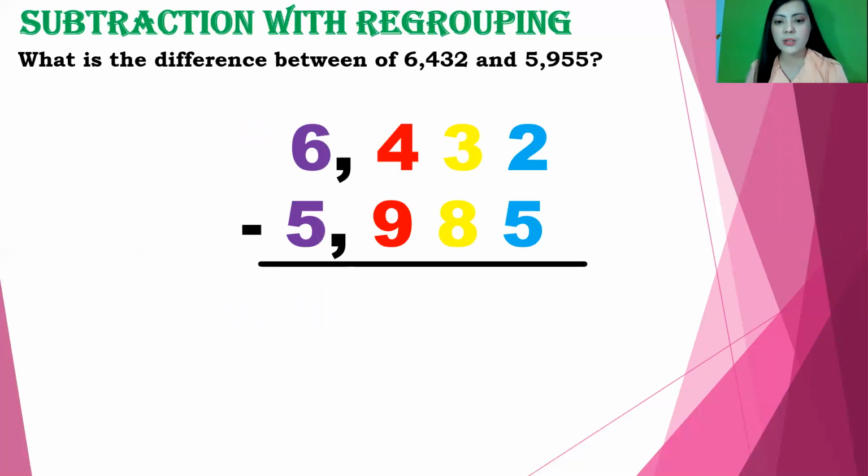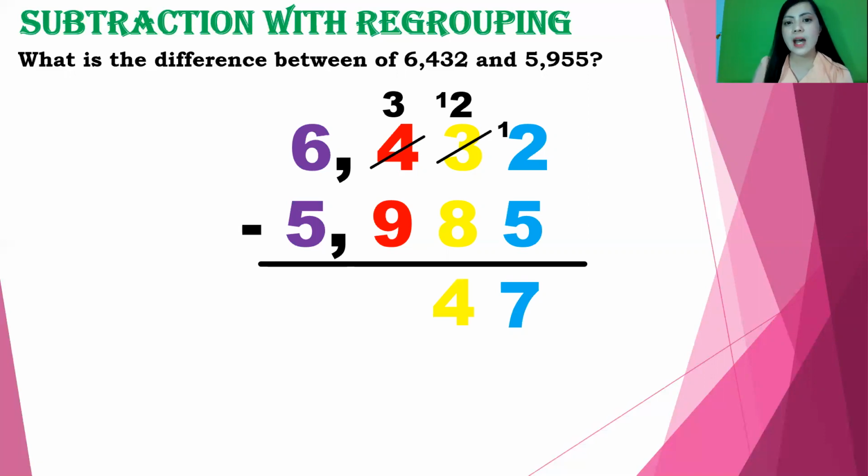All right, so what is the difference between 6,432 minus 5,985? 2 minus 5 cannot be, so borrow 1 from the 3. 3 becomes 2, so 12 minus 5 is 7. 2 minus 8 cannot be, so borrow 1 from the 4. 4 becomes 3. 12 minus 8 now is equal to 4. Now go to the hundreds place.